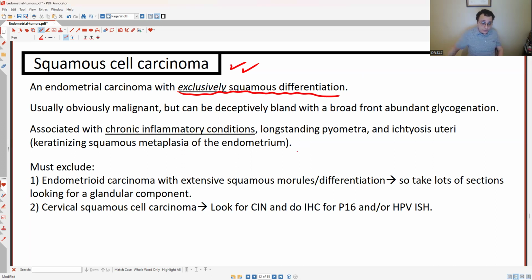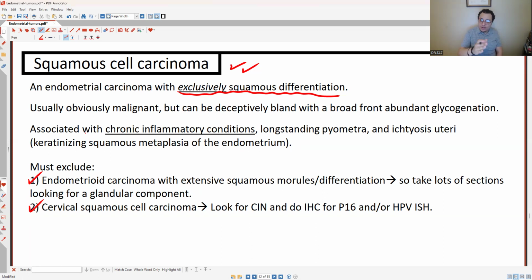And this is, she said, a very poor prognosis. It's a very bad prognosis when you see it in the endometrium. However, you must first exclude endometrioid adenocarcinoma with squamous morules or squamous metaplasia, or cervical squamous cell carcinoma making its way up to the endometrium. Those are the two key things that you need to rule out.